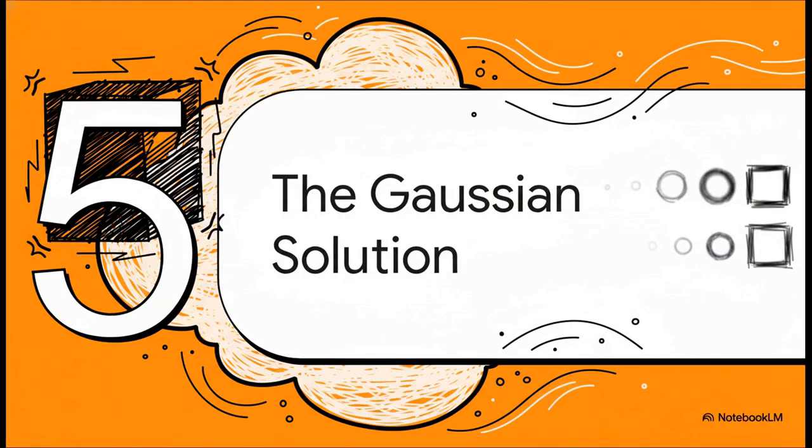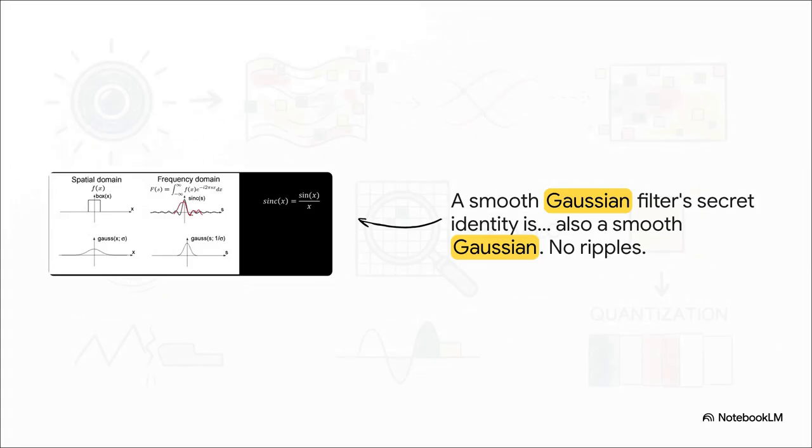Okay, so if the sharp-edged box filter is our villain, who's the hero? How do we get a nice clean blur? Meet the Gaussian filter. Instead of a sharp box, it's a nice smooth bell curve. No abrupt edges. And here's its superpower. Its secret identity in the frequency domain is just another smooth Gaussian. No sharp cutoffs, and therefore no ripples are created.